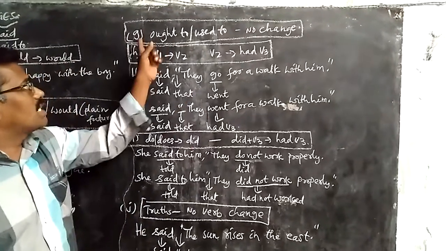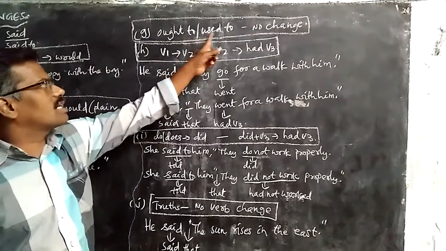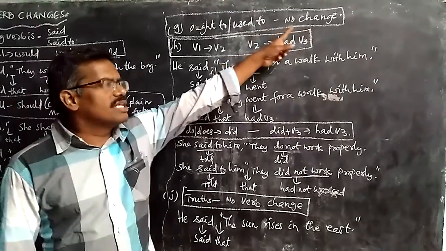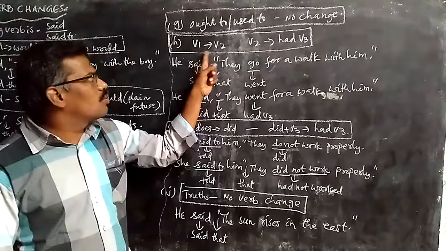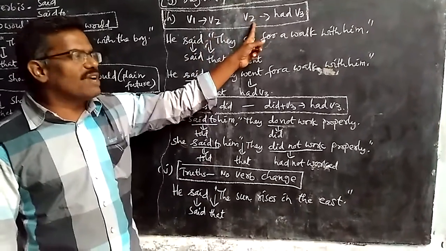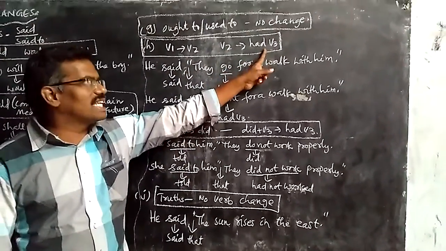Now, under rule G, if ought to, should, or used to is there, there is no change. And next rule, if there is verb 1, we have to write verb 2. If there is verb 2, we have to write had V3.